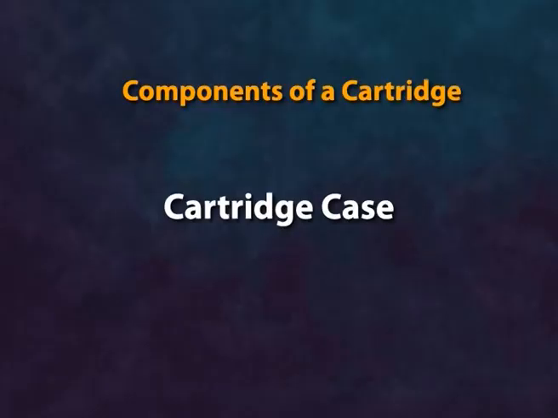Now students, let us move on to the components of a cartridge. Starting with the very first component, we have the cartridge case. A cartridge case is also known as an empty shell. It provides housing for various components of the cartridge. It is usually made up of brass for rifle, pistol and revolver ammunition.